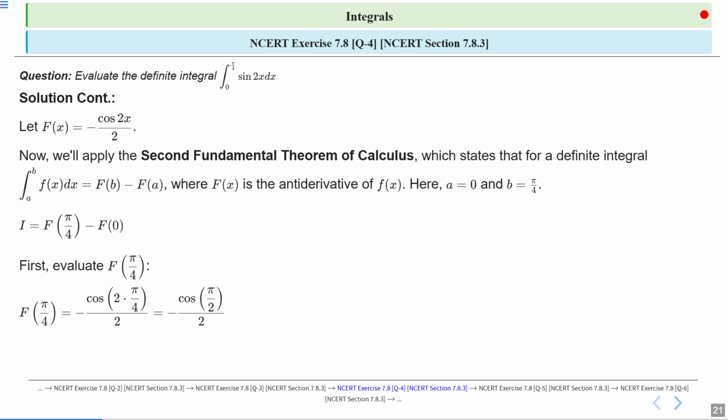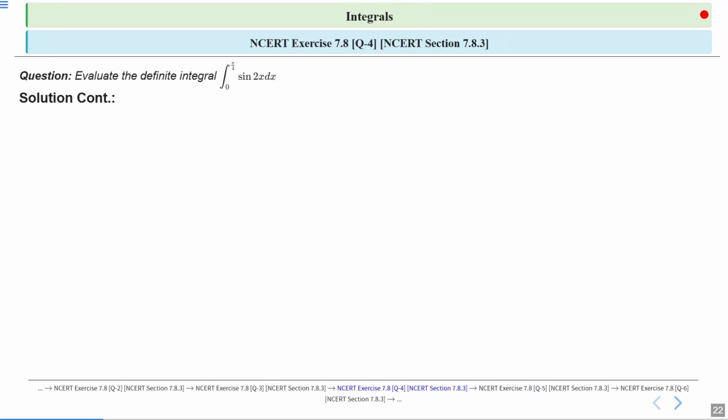So at first we calculate F at pi by 4. F at pi by 4 is equal to minus cos 2x by 2, that is, 2 into pi by 4. So it becomes minus cos pi by 2 by 2. And we know the value of cos pi by 2 is 0.